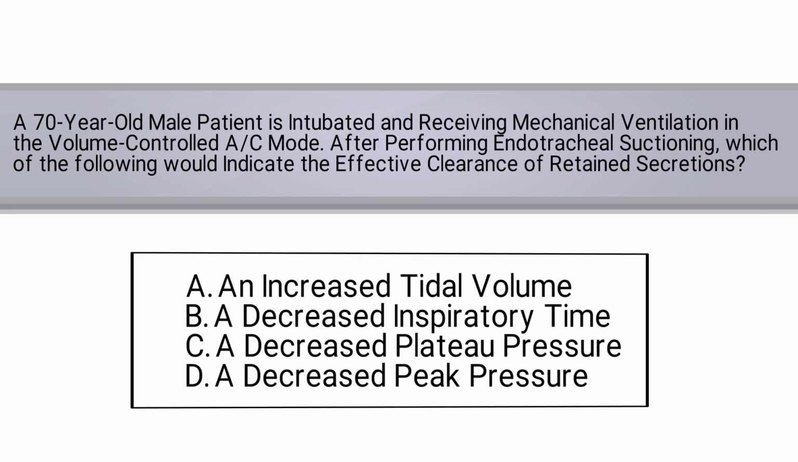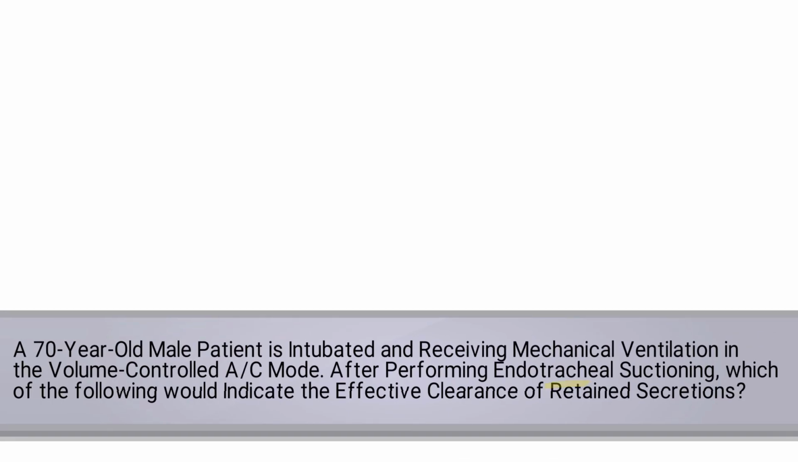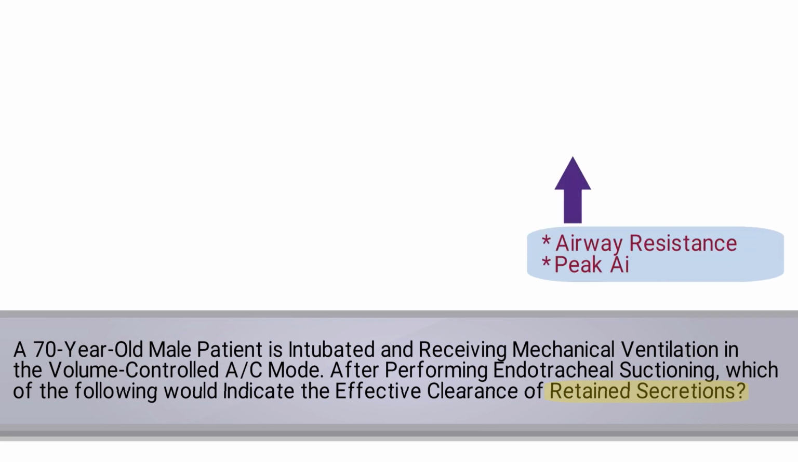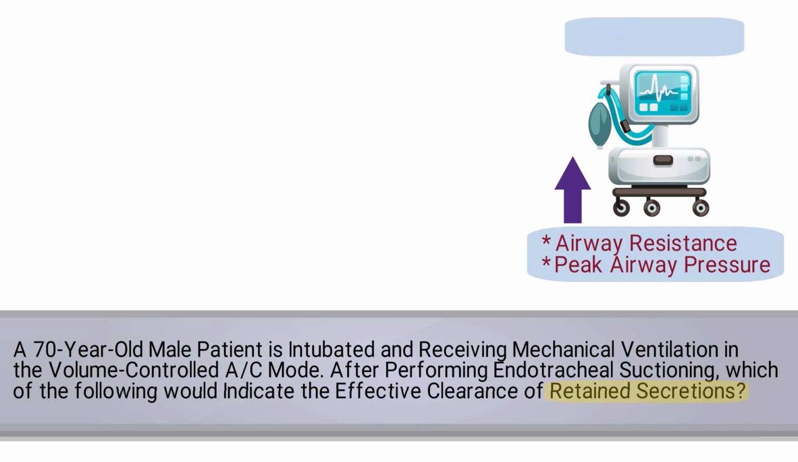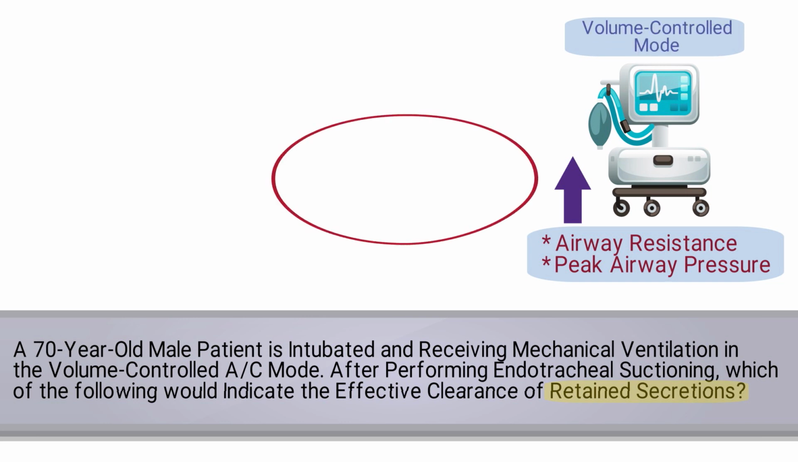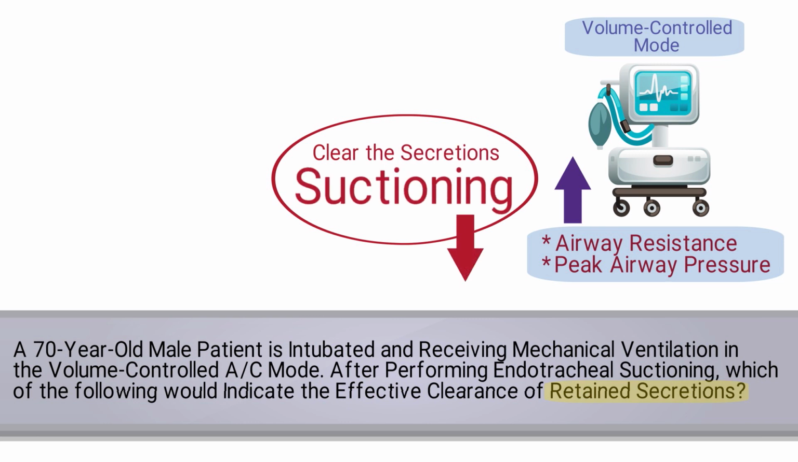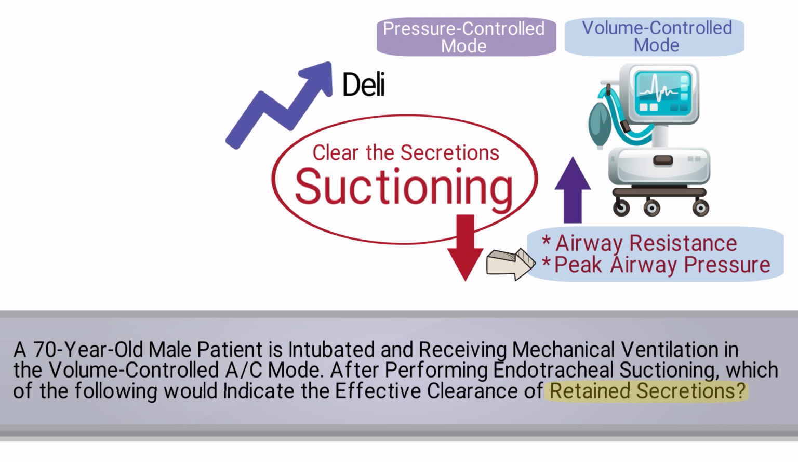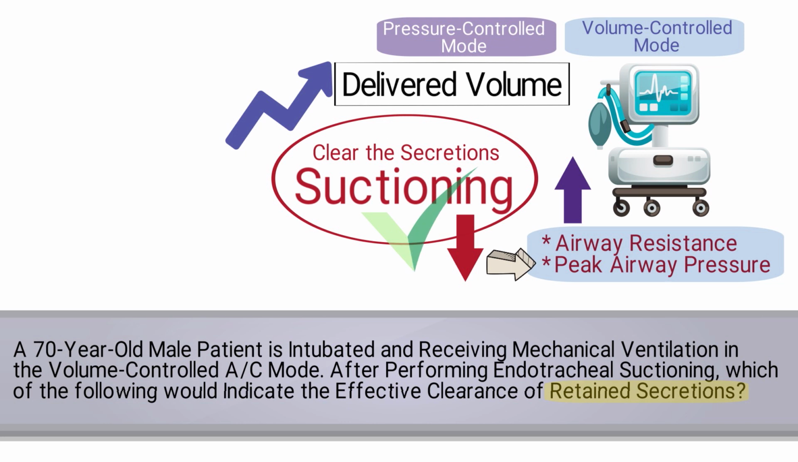Well, let's break it down. In general, you should remember that retained secretions will increase the patient's airway resistance and peak airway pressure during volume-controlled ventilation. So taking that into consideration, if you were to decrease the secretions via suctioning, that should decrease the patient's peak airway pressure. On the other hand, if the patient had been receiving pressure-controlled ventilation, you would expect an increase in delivered volume once the secretions were cleared.